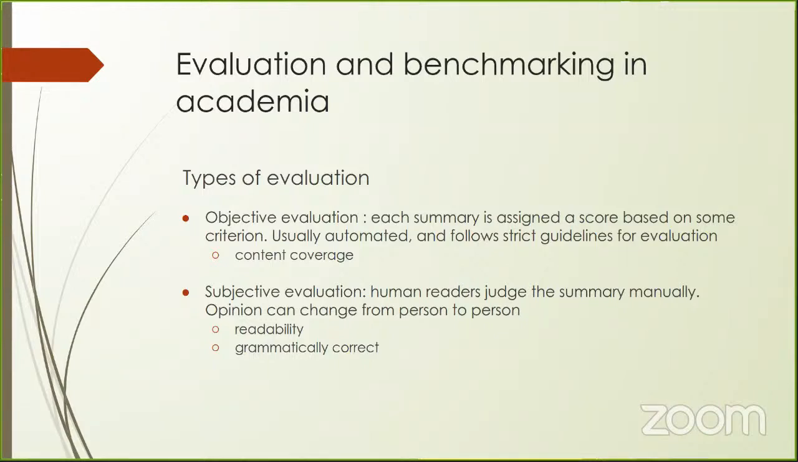But usually you can do this only on a subset. If you are generating 10,000 summaries, you cannot expect humans to judge all of them. So what you do is randomly sample part of it and show them to people and say, at least these 50 summaries, you tell me how good or bad they were. And for the overall 10,000 summaries, you go back to your objective evaluation using content coverage, basically computing overlap in terms of words or n-grams or anything.